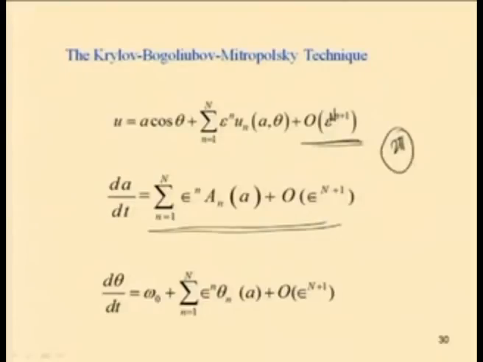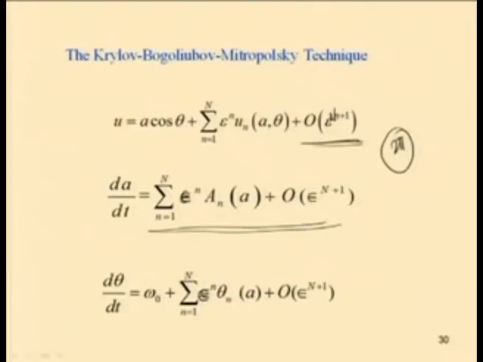So, now by taking this dA by dt in this form, that is, summation n equal to 1 to N of epsilon to the power n A n, where epsilon is the bookkeeping parameter, which is a function of a only. Similarly, d theta by dt equal to omega 0 plus summation n equal to 1 to N of epsilon to the power n theta n. So, this epsilon is the bookkeeping parameter. Here it is assumed that A n and theta n are functions of a only.